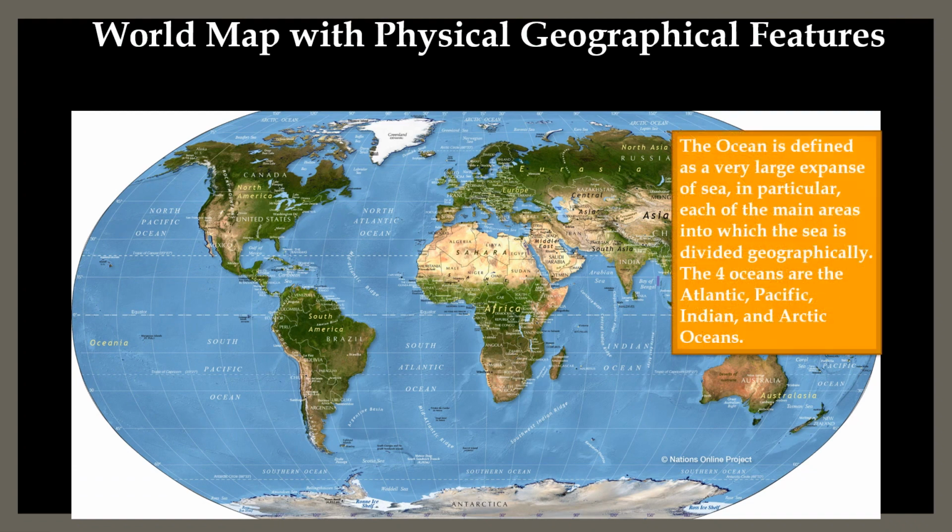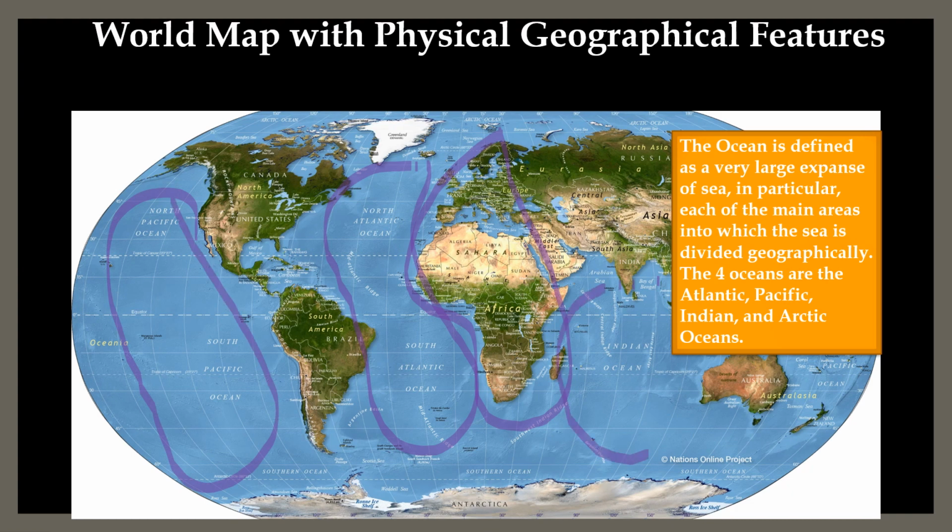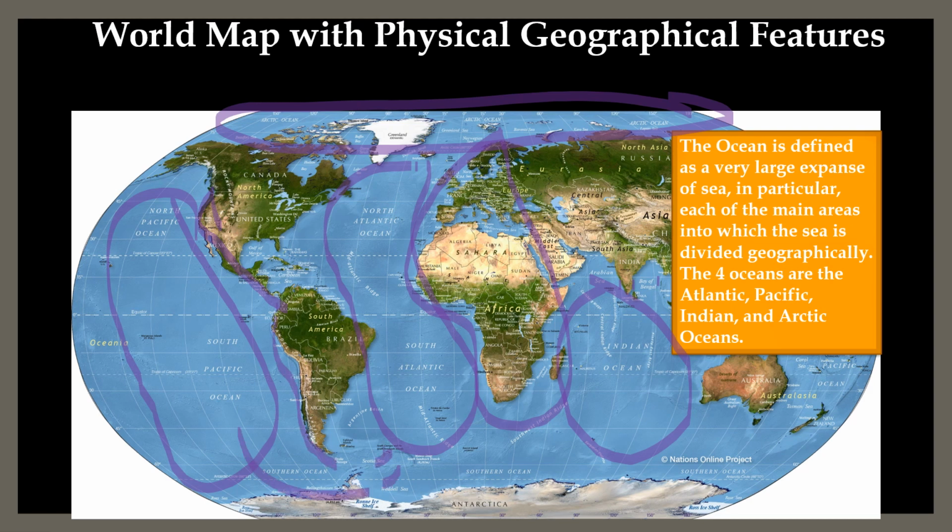The next thing we can see on our map is the oceans. Now, the ocean is defined as a very large expanse of sea, and in particular, each of the main areas into which the sea is divided geographically. And what we mean by geographically divided is by land masses. So we have the Atlantic Ocean, the Pacific Ocean, the Indian Ocean, and the Arctic Ocean. And they are all divided up by the major land masses. So you can see there is not much that would let any of the Pacific Ocean cross over and touch the Atlantic Ocean. So that's what we mean by geographically divided.